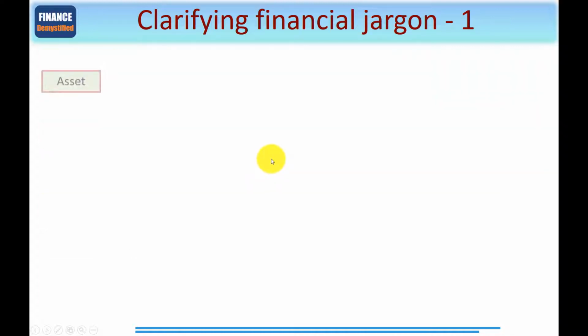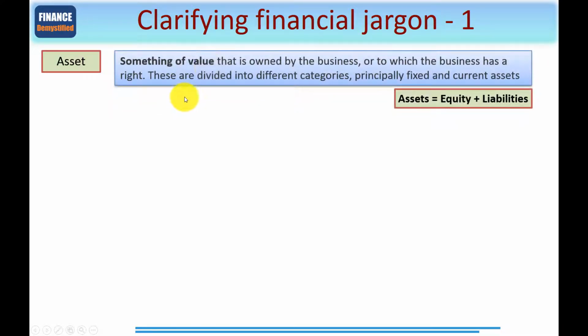Next up, asset. You'll hear a lot about that as we go through these modules. This defines something of value that is owned by the business, or possibly to which the business has a right. These assets are divided into different categories, typically fixed and current assets. More of that later. And I want to introduce a very important fundamental equation here, although we'll deal with it later, and that's that assets equals the equity in the company plus the liabilities. Just make a note of that for now.